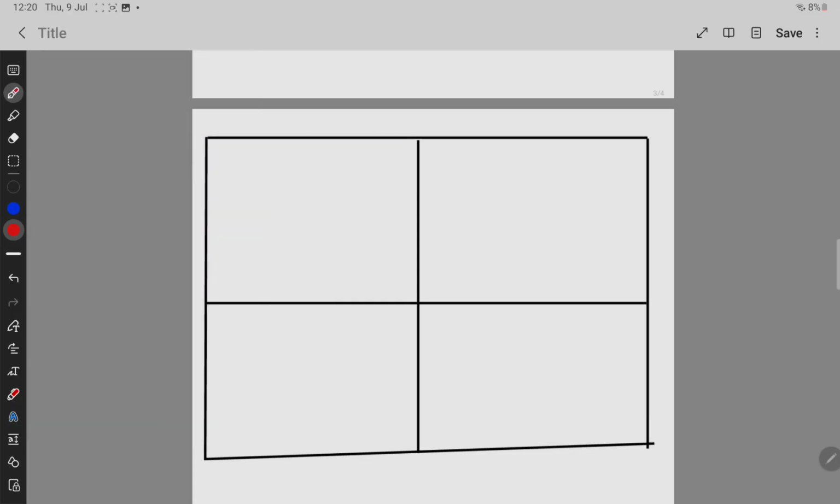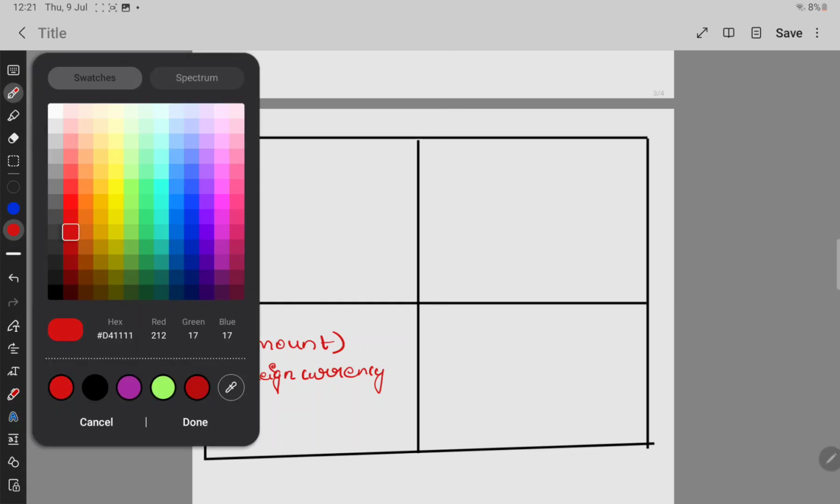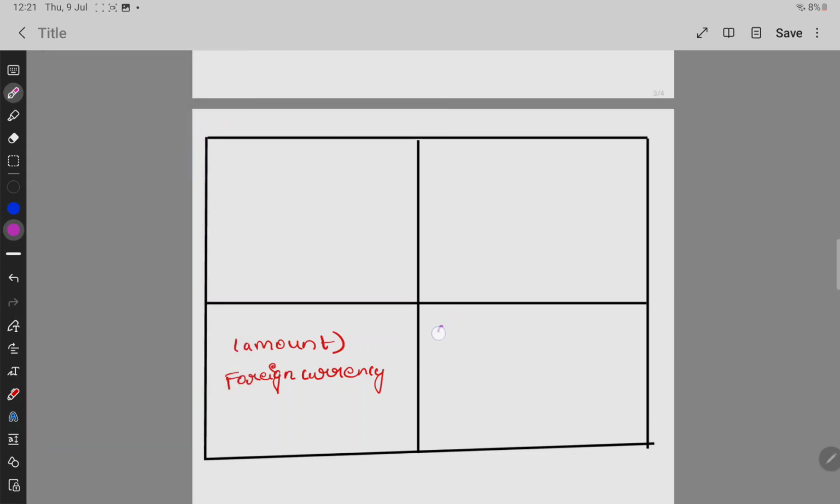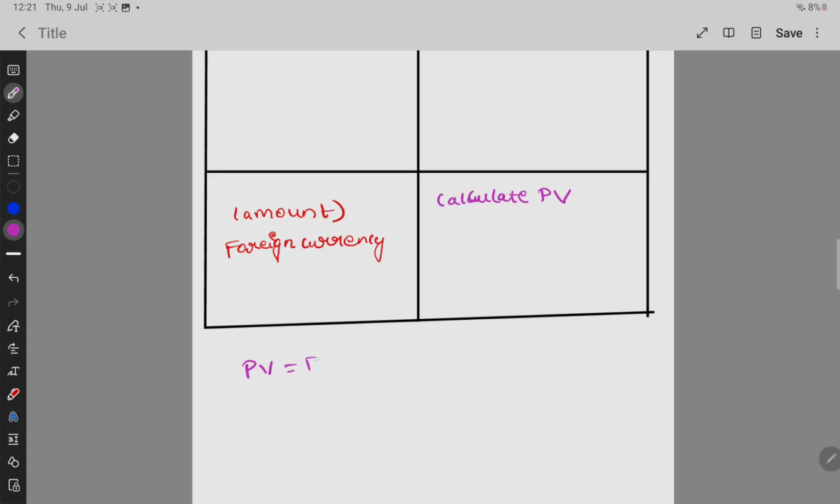Now, first step: take the foreign currency amount. Is it a payment? Is it a receipt? Leave it. Irrespective of that, first take the foreign currency amount. Then the second step is to calculate the present value. I hope you know how to calculate the present value. If not, I'll just write here: present value is equal to future value into discount factor. Hope you know how to do the discount factor: 1 divided by (1 plus r) whole power n.